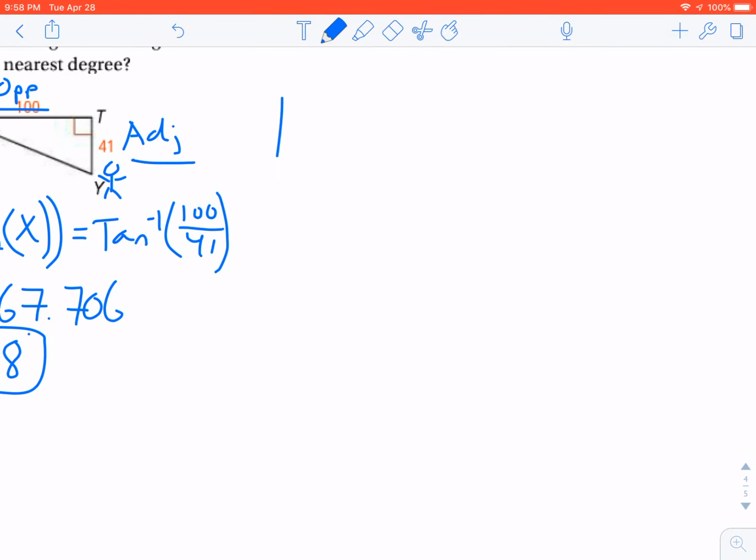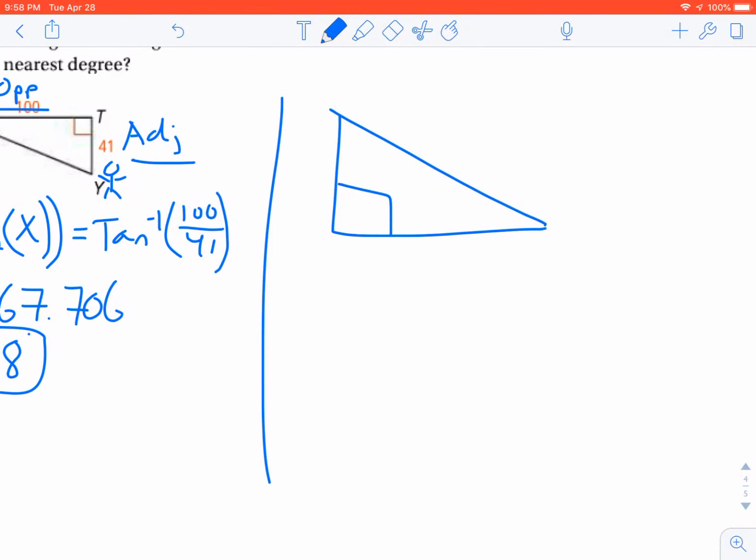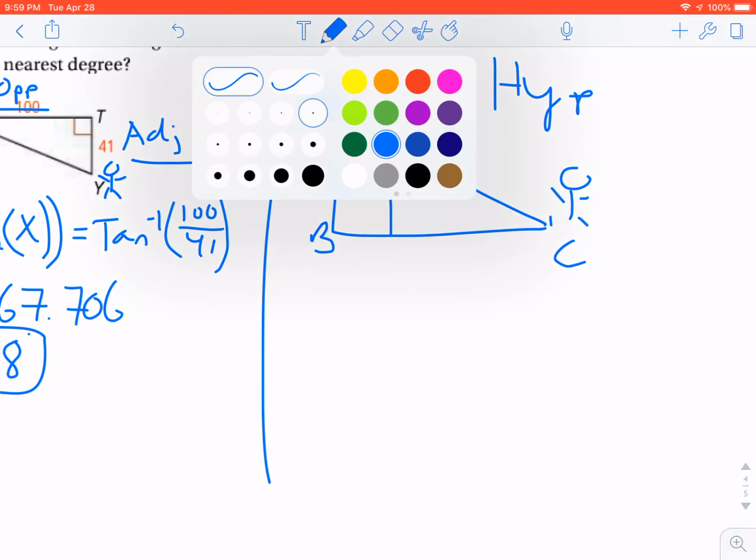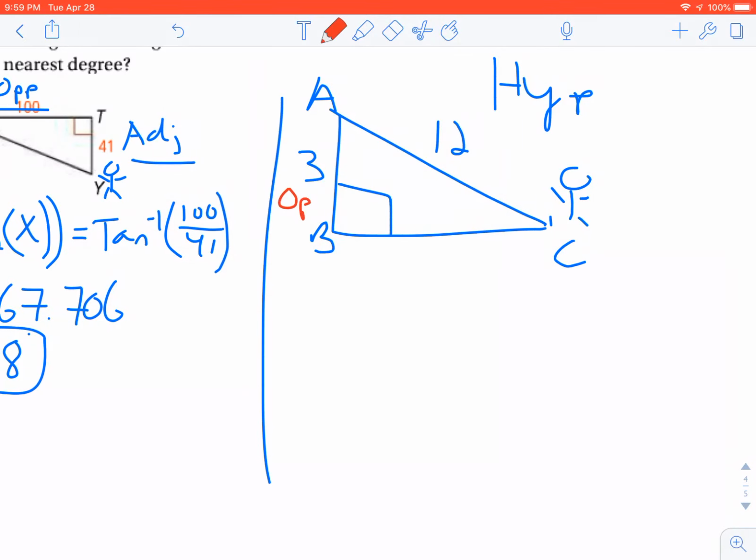Let's go ahead and take a shot at one more here. Let's draw a quick picture. Let's say triangle A, B, C. Let's say we want to find angle C, and this side is 12, and this side is 3. Okay, so if I want you to find angle C, you're standing here. This is my hypotenuse. 3 is opposite of me.